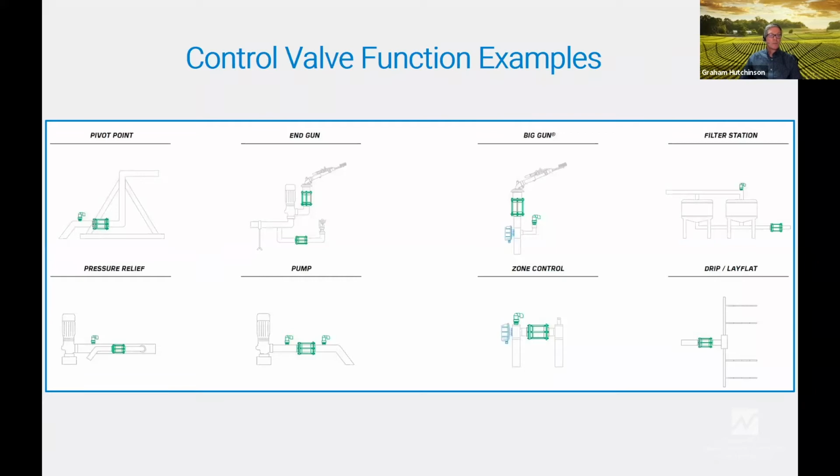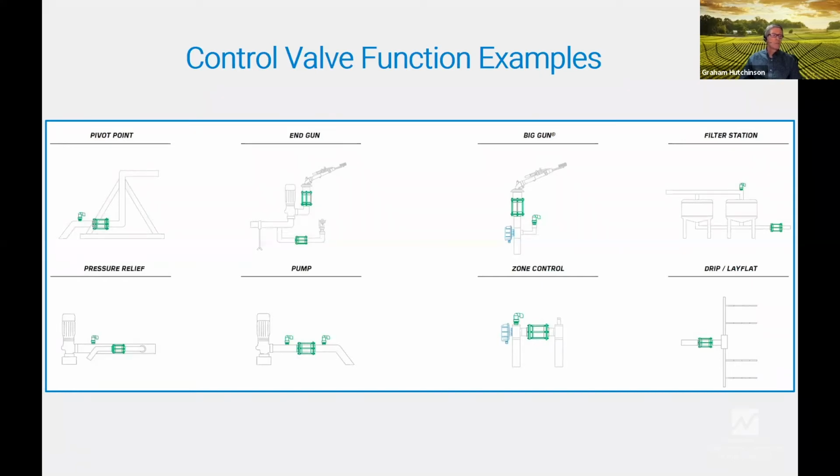Here are some examples of valve installations at pivot points to turn pivots on and off, control pressure, at end guns on pivots to control the end gun in the corners, on big guns, on solid set or portable big gun systems, often controlled by wireless systems, downstream of filter assemblies to sustain pressure upstream so that when those filters backflush, there's sufficient pressure and flow for them to backflush correctly.